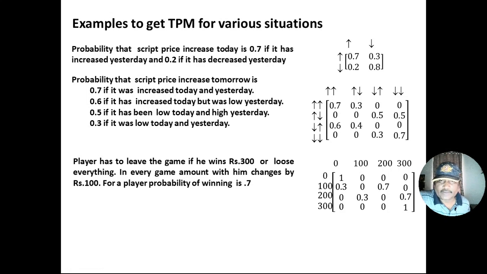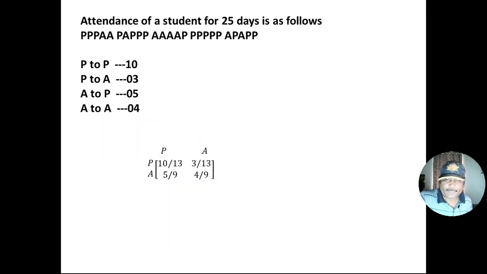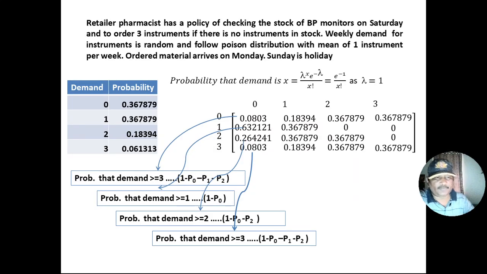Now if the player has 200 rupees, then the probability of 200 becoming 0 is 0. 200 becoming 100 will be 0.3, because if he loses, he will be reducing his amount from 200 to 100. 200 to 200, again the probability is 0, and 200 to 300 probability is 0.7. This is the way you write the transition probability matrix. Alright, so coming on to the next problem, and that probably is the last but one problem.